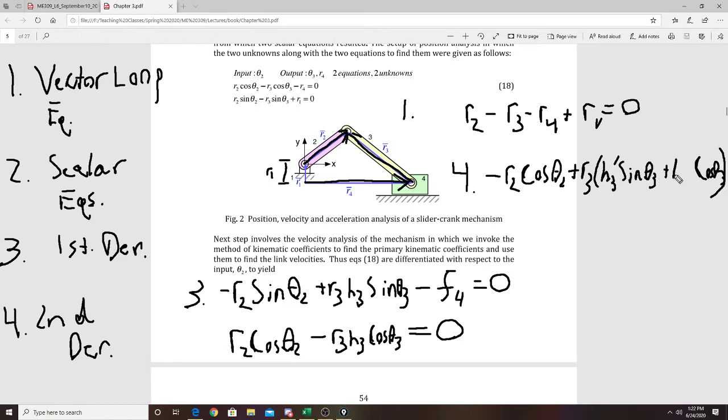H3 squared. All right. And then, what is the derivative of this last part right here? What is F4's derivative? It works the same way as the other kinematic coefficients that we took a derivative of. What is F4's derivative, which is the last part? It's this right there.